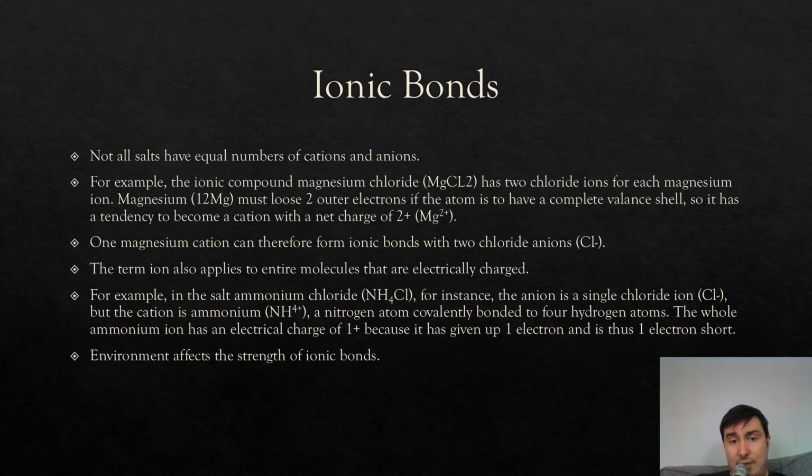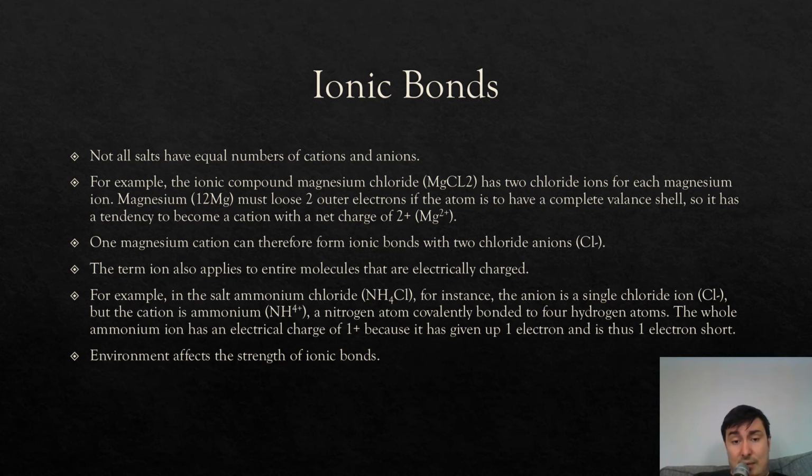Not all salts have equal numbers of cations and anions. For example, the ionic compound magnesium chloride, MgCl2, has 2 chloride ions for each magnesium ion. Magnesium, 12Mg, must lose 2 outer electrons of the atom to have a complete valence shell, so it has a tendency to become a cation with a net charge of 2+, Mg2+. One magnesium cation can therefore form ionic bonds with 2 chloride anions.